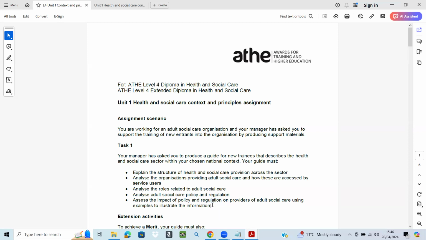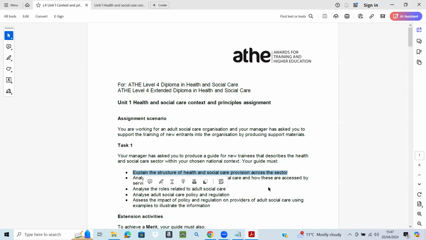Now, when we have these bullet points to answer in our assignment, can anyone tell me what the keywords and the command verbs are here? In each bullet point, if we look at the first bullet point, which we need to answer, what is the command verb and what are the important keywords which we need to answer?